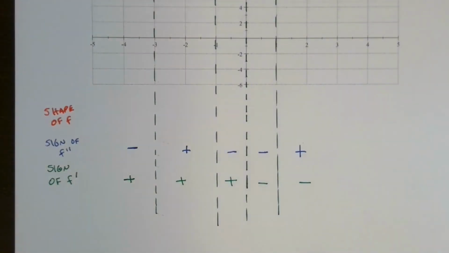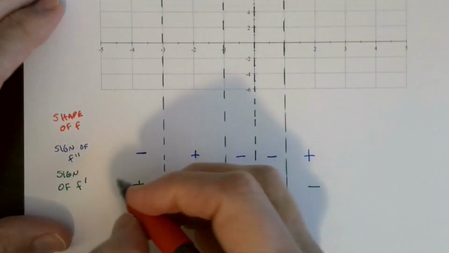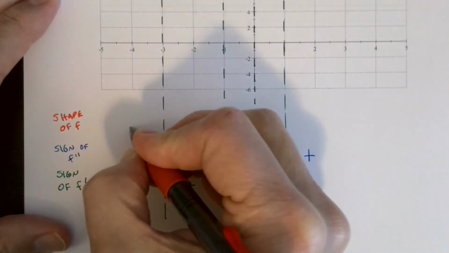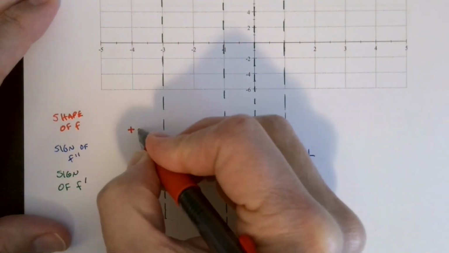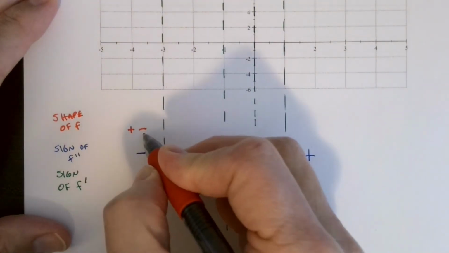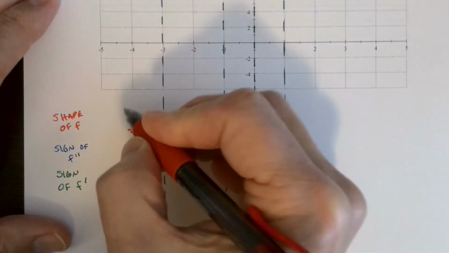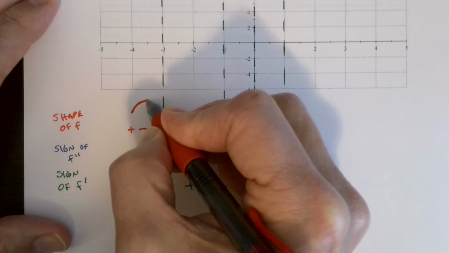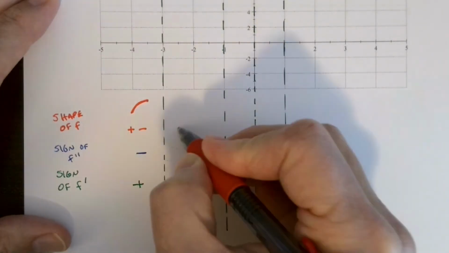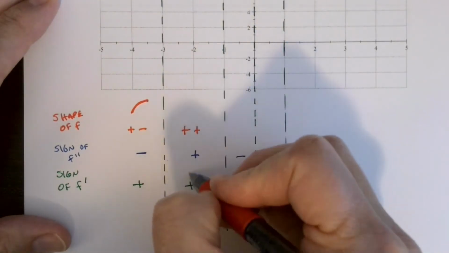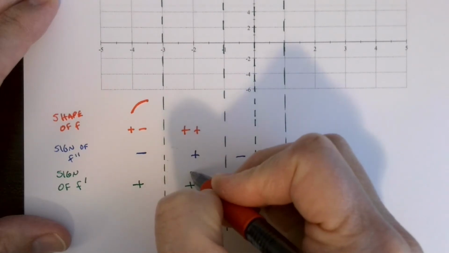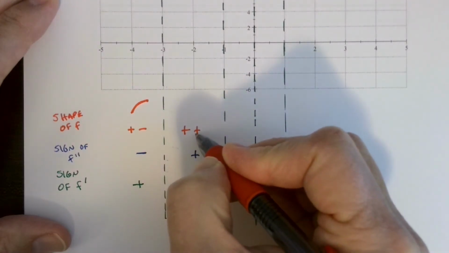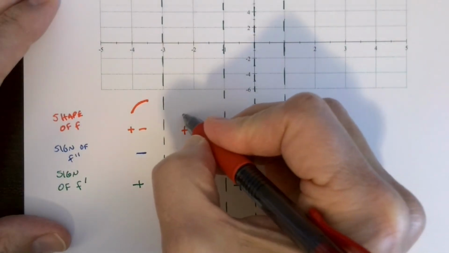So now we talk about the shape. So what's the shape? By the sign convention, remember the first derivative sign is plus, the second derivative sign is negative. So plus means increasing, negative means concave down. The shape looks like that. Here, plus plus, increasing, first derivative is positive, so the function is increasing. Second derivative is positive, we're concave up. So increasing, concave up looks like that.